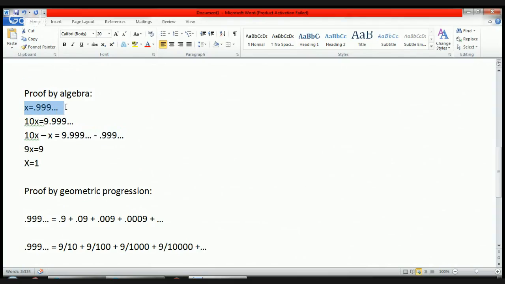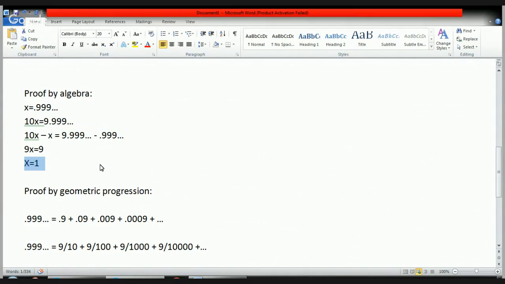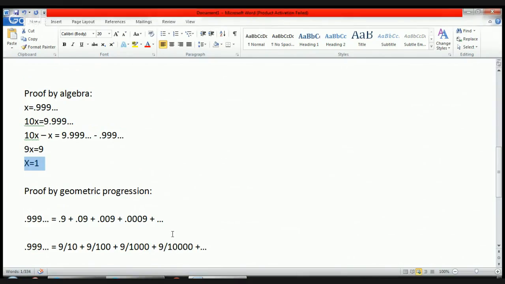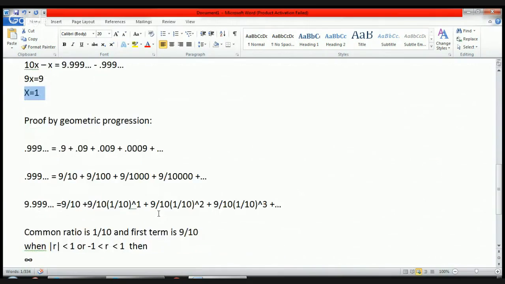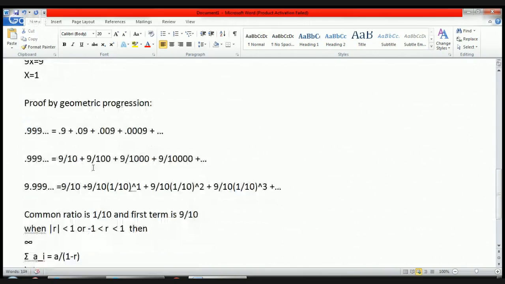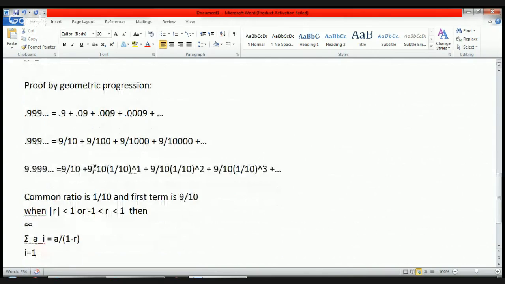So I started with 0.99 repeating, and I ended up with x equals 1. They have to be the same thing. They have to literally be mathematically the same thing. The second proof is proof by geometric progression. This is a little more complicated, but it's not really that hard to understand. What it's basically saying is the same thing.